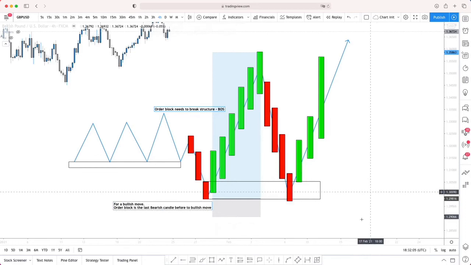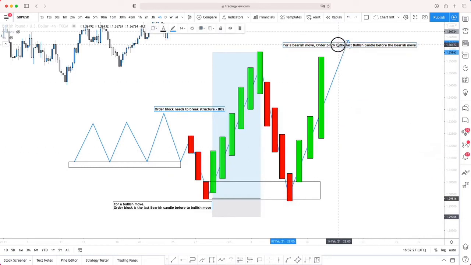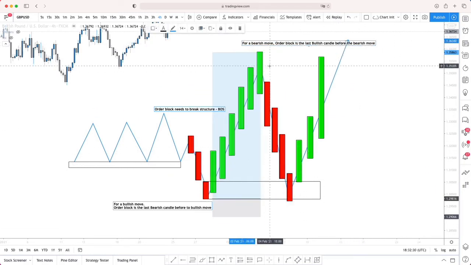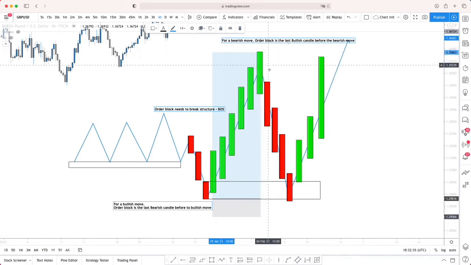Okay, and for a bearish move, the order block is the last bullish candle before the bearish move. And this should just make sense. Why? It's because it's the last place where the banks have bought before the big sell happened. Okay, that's essentially all it is, and that's how we would identify order blocks.